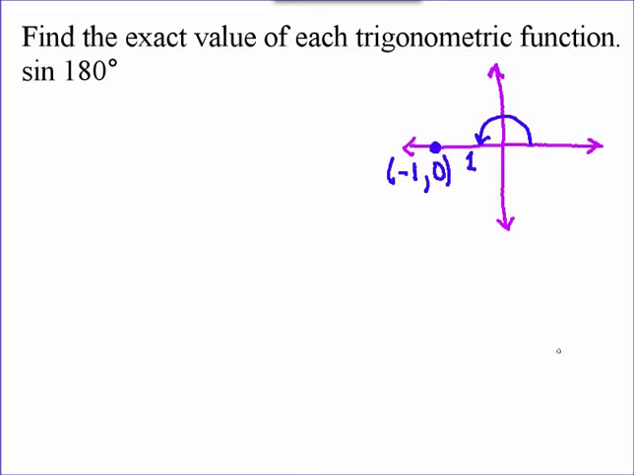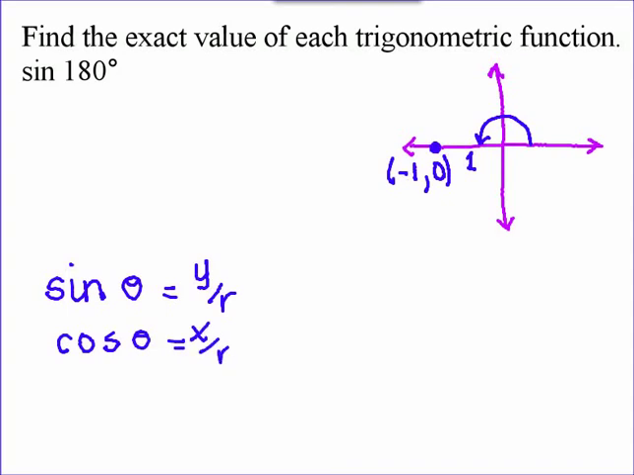Now I need to think about yesterday. We learned another way for sine. We had sine, cosine, and tangent. Sine was y over r. Cosine was x over r. And tangent was y over x. I suggested you write those down, because that's just something good to have.